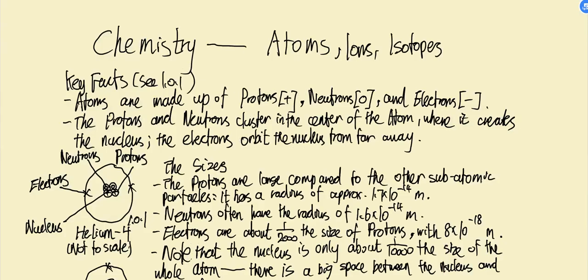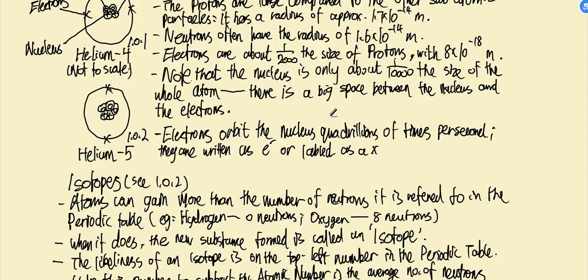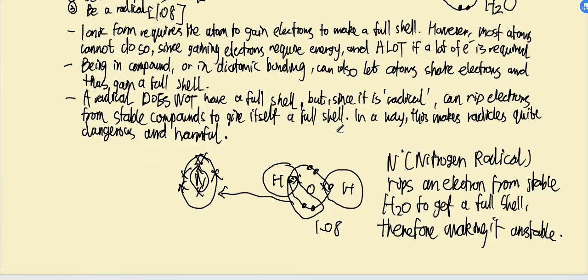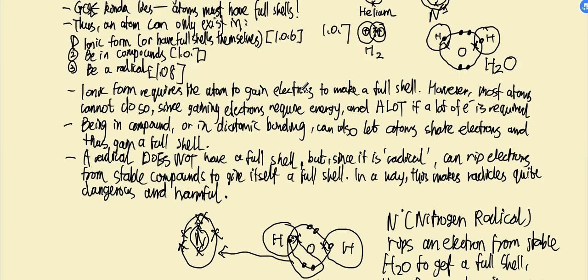Oopsie. Lost this thing. Yes, cleared it. So this is radicals. Radicals, they do not have a full shell, but it's a radical. It can rip electrons from other stable things. Actually, radicals don't really exist. They exist for a very short period of time, like milliseconds. But if they were stable and they could exist, they could really cause much damage.